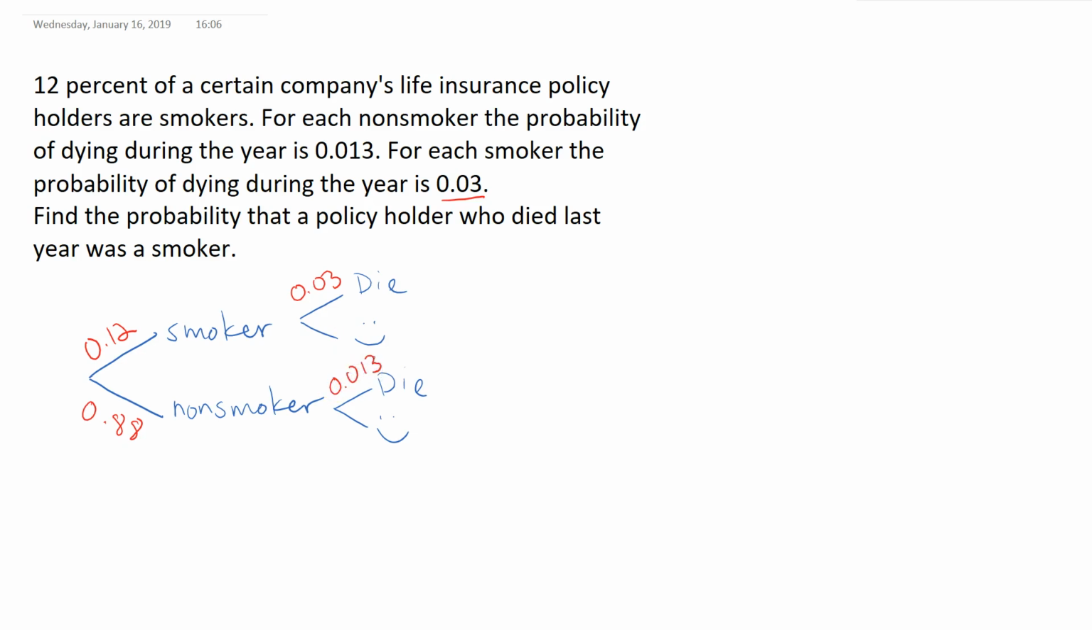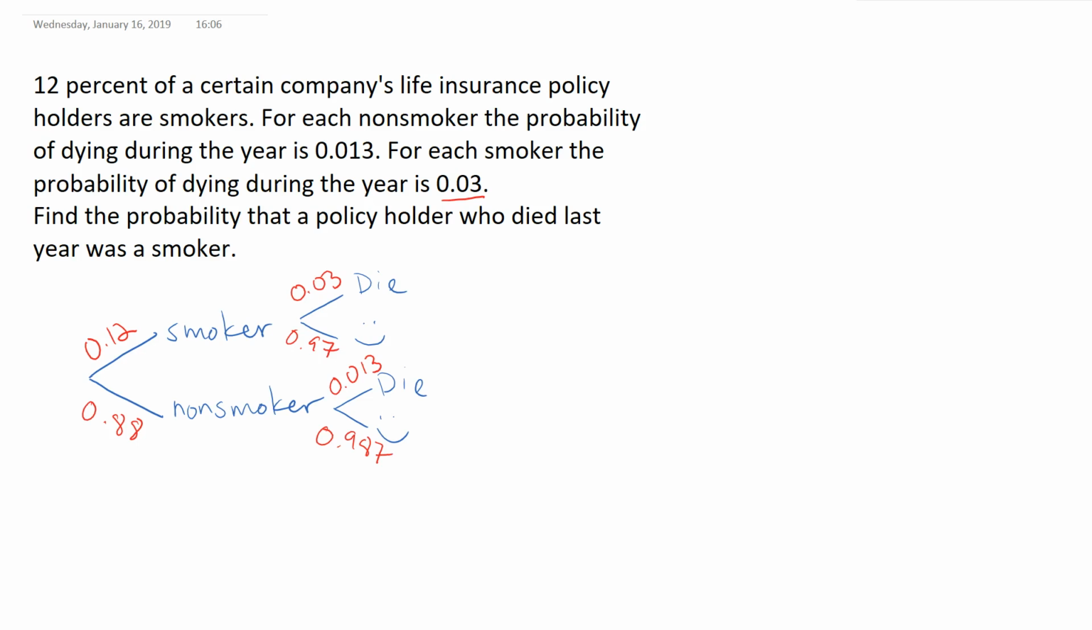And of course we can put in the complements. So if there's a 3% chance they die here, then that's a 97% chance that they're not dead. And same thing here, 1 minus 0.013 is 0.987. And there is our tree diagram. Now let's answer the question. Find the probability that a policyholder who died last year was a smoker.